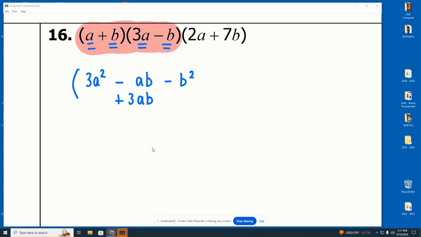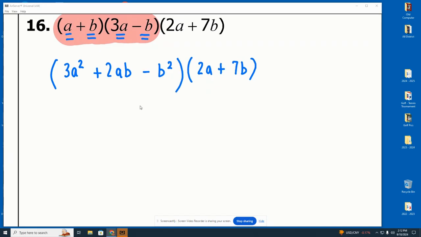Now remember, y'all, this is just these two being multiplied. So I still have to multiply by this 2a plus 7b. But before I do that, I'm going to go ahead and combine these like terms here. And since we all have pencils with erasers, 3 minus 1 is a positive 2ab. And now I'm ready to go ahead and multiply by the last portion of this, and then the problem will be complete. All right, so here we go.